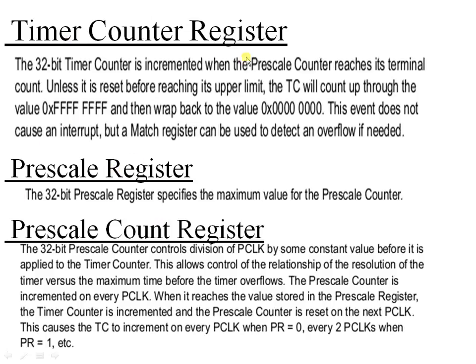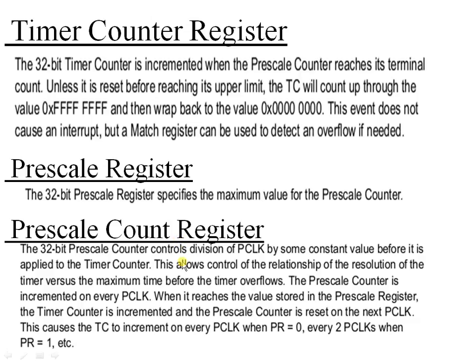For now, the timer counter register is a 32-bit register which is going to hold the count value. It might be counting the external pulses, or else the internal pulses. As it is a 32-bit register, the maximum value that it can hold is 0xFFFFFFFF. If it counts one more clock, then it wraps back to 0. This condition is nothing but rollover. And the prescale register will specify the maximum value of the prescale count register. We'll see.